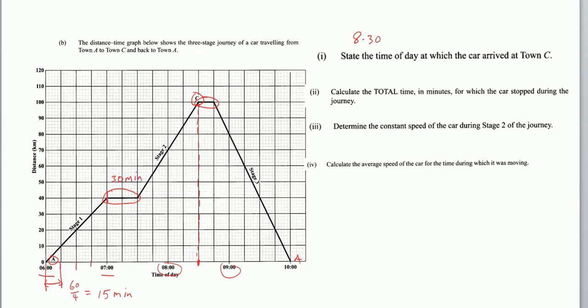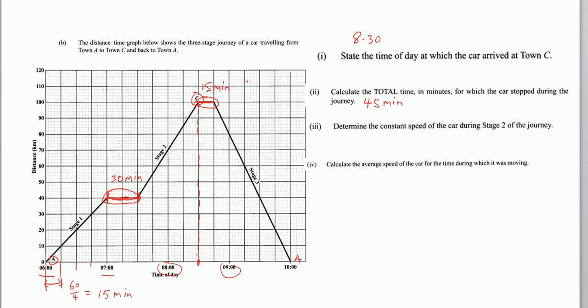So this piece here, from here to here, is 30 minutes. And this short piece here is represented by 15 minutes, right? So we're looking at the part of the graph where it is horizontal. That will give us a total of 45 minutes, right? 30 plus 15. So the answer here is 45 minutes.